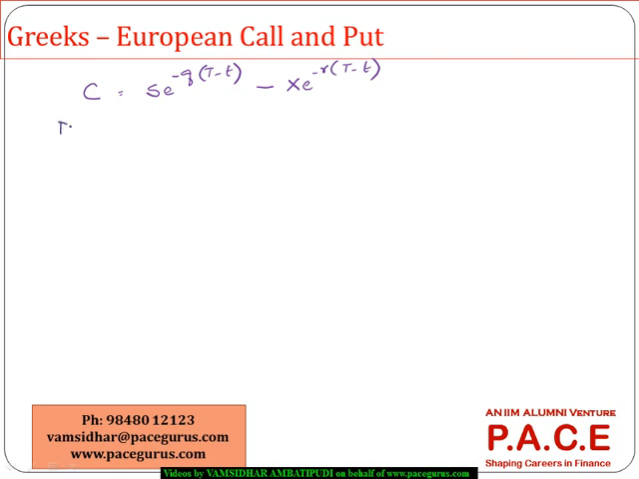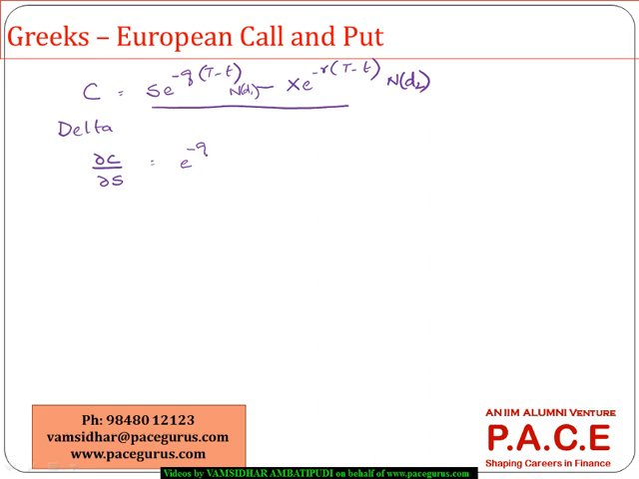So let me start with delta. Delta, I know, is the change in the price of the call option with respect to change in the spot price. So here I can differentiate this expression with respect to S. So it gives me e power, and here I have N(d1) and I have N(d2) as well.